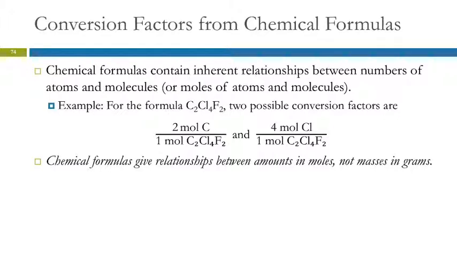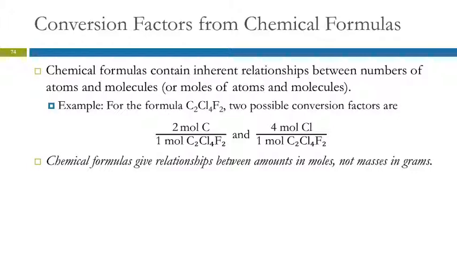We can also get conversion factors from chemical formulas. The formula gives us relationships between how many atoms. We've got inherent relationships between numbers of atoms and molecules, or moles of atoms and molecules, in a chemical formula. So if we look at this compound, C2Cl4F2, in 1 mole of this are 2 moles of carbon. It's just in the formula there. C2 means there's 2 carbons in 1 molecule, 2 carbon atoms, or 2 moles of carbon in a mole of the compound. Or we could look at the chlorine. There's 4 chlorines in the molecule, so there's 4 moles of chlorine in 1 mole of the compound.